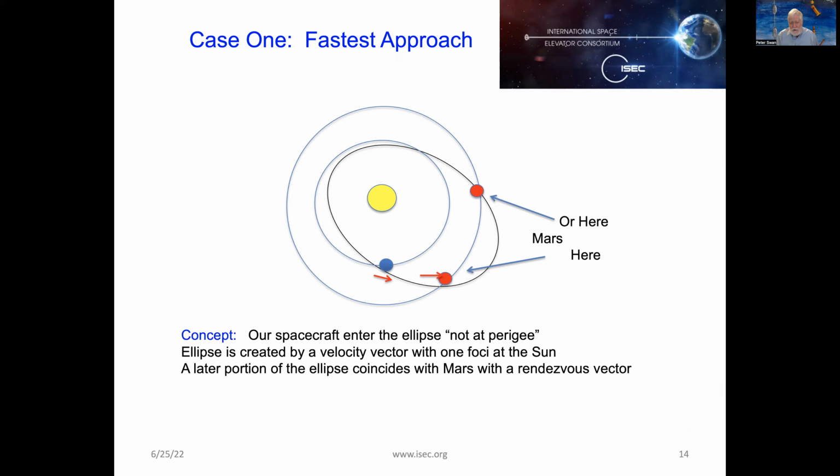And so you can see that we could do it in 61 days, or if you go around and catch it on the other side, then it might be 90 days or something like that. The average is somewhere around 85 or 90, something like that.